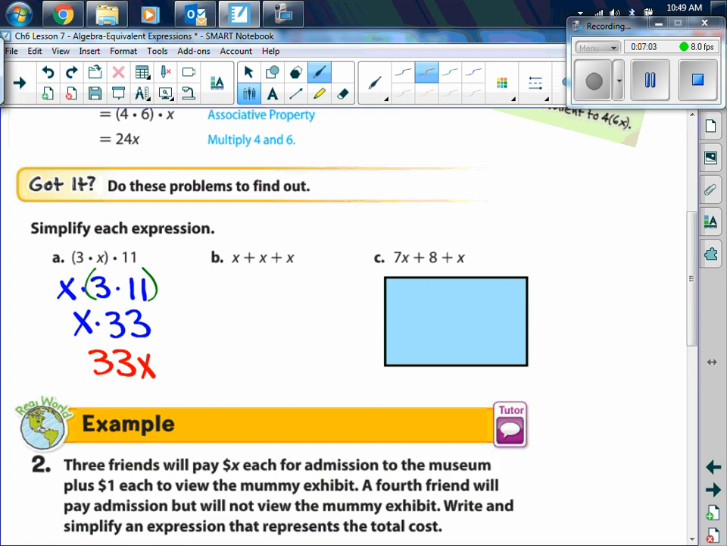33 times x. And the property that allows me to flip that around is the commutative property of multiplication. Very good.